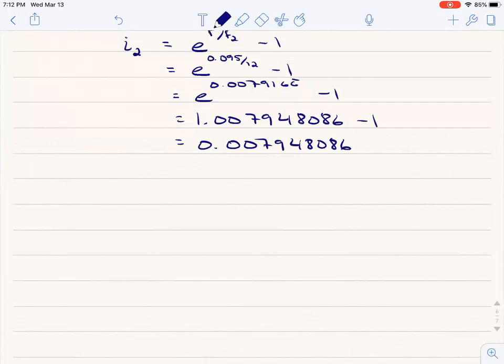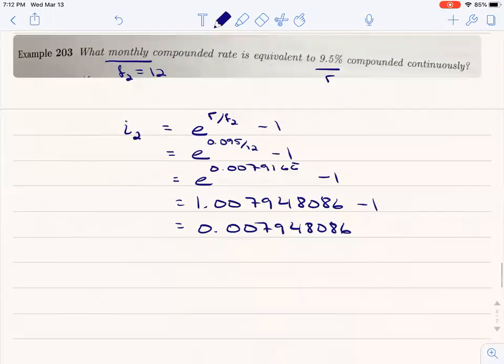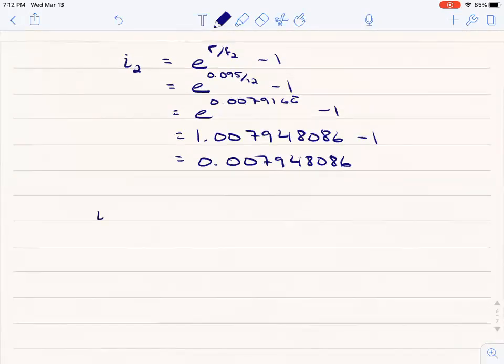Notice though that this is I, right? This is your periodic interest rate. So this is only how much interest you're getting each month, right? Because we made it compounding monthly. And so we still have to find R. So I2 is R2 over F2.